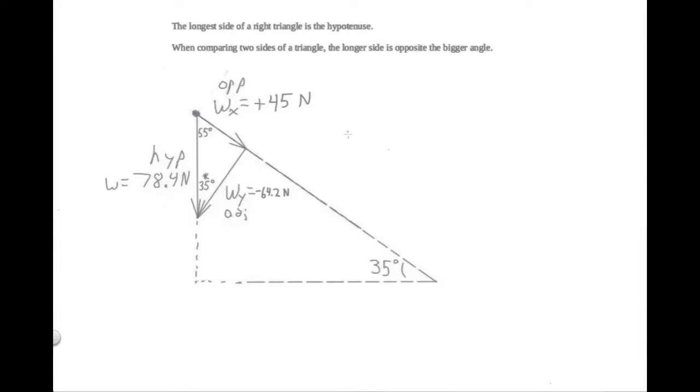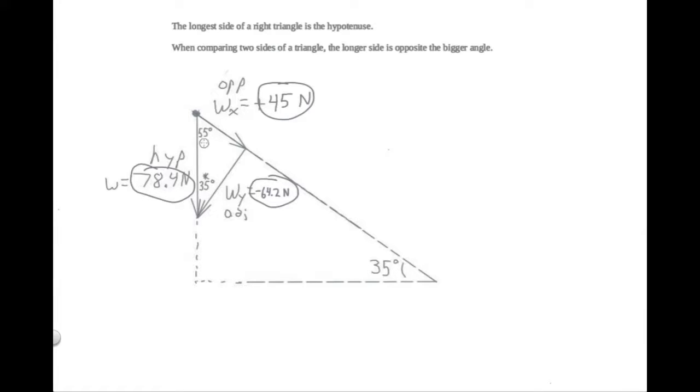You should build your results for the components into your sketch so that you can check that the numbers you got for the components made sense. So here I've built the numbers that we got for the components into the sketch, and now we can check that this makes sense. Let's check, did the longest side of the right triangle come out to be the hypotenuse? Yes, 78.4 newtons is larger than the other two sides of the triangle.